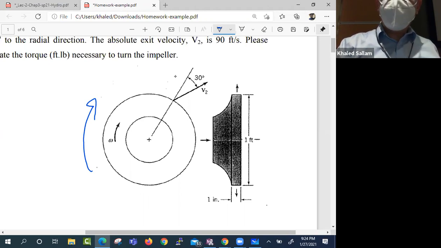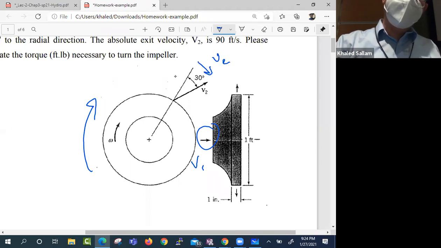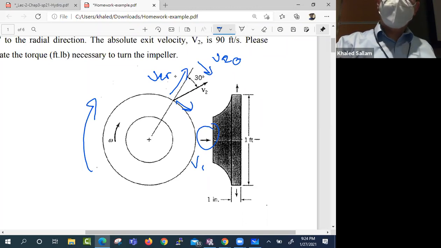And the flow coming in, this is V1, is coming all axial. And it's leaving with this V2 theta, right? And this one is V2R, correct? Make sense? This would be alpha, by the way, the angle that V2 is making with the tangential direction.